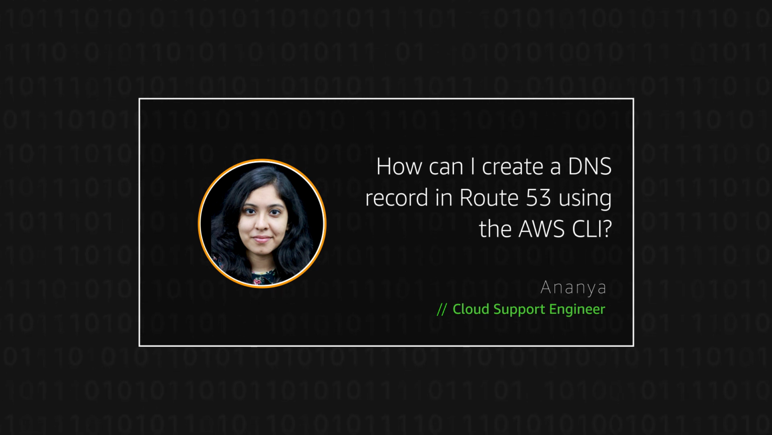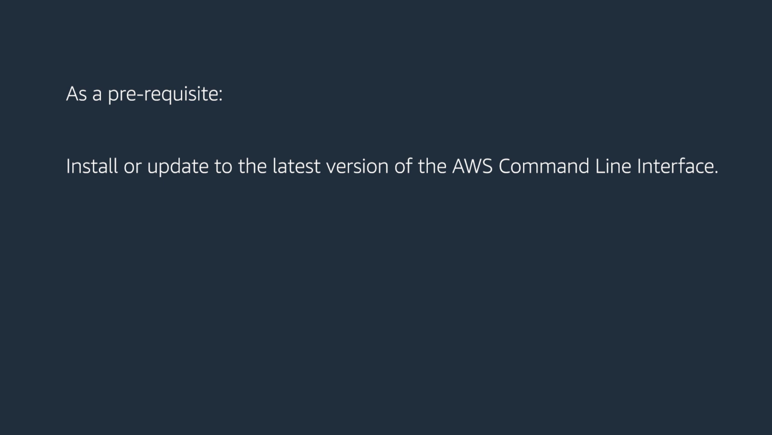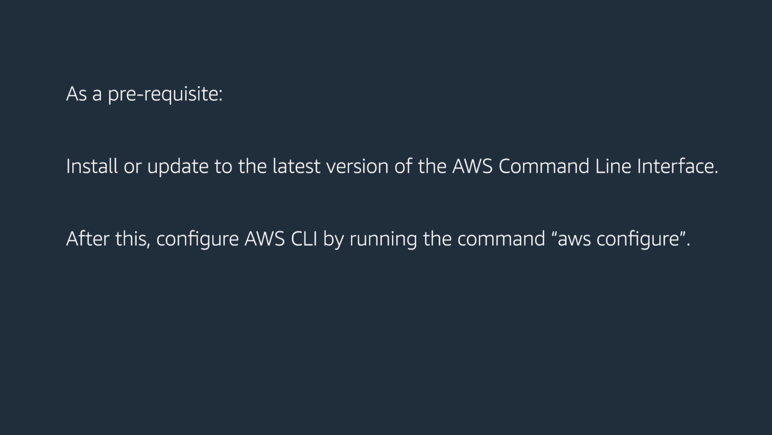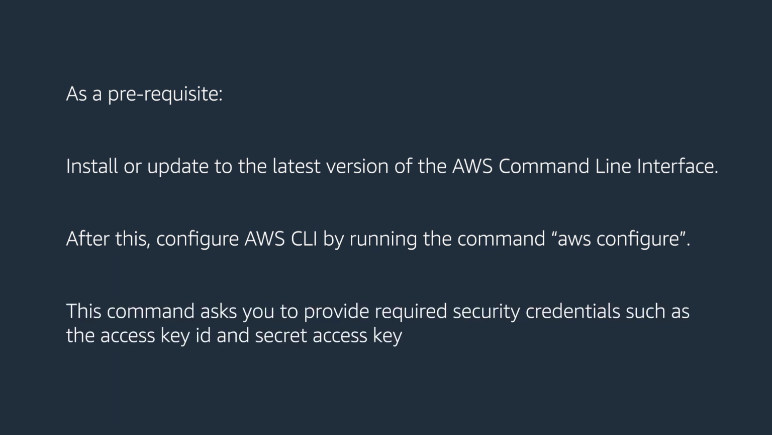Let's get started. As a prerequisite, install or update to the latest version of the AWS command line interface. After this, configure AWS CLI by running the command aws configure. This command asks you to provide the required security credentials such as the access key ID and the secret access key.